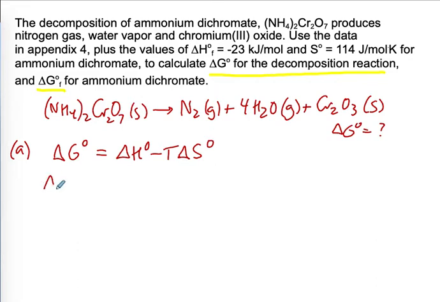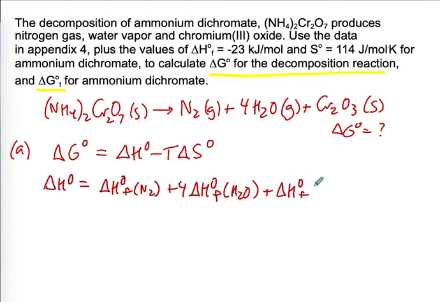Delta H naught then is going to be the standard enthalpy of formation of nitrogen gas plus 4 times the standard enthalpy of formation of water vapor. Pay attention to physical states. You want water in the gas phase, not the liquid phase. Plus the standard enthalpy of formation of chromium 3 oxide minus the standard enthalpy of formation of ammonium dichromate.